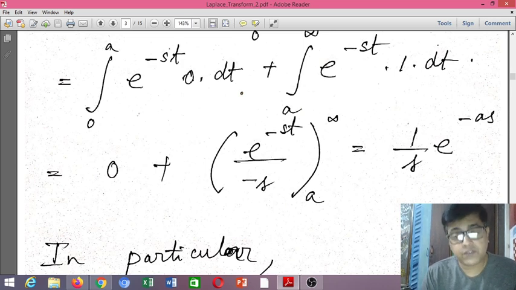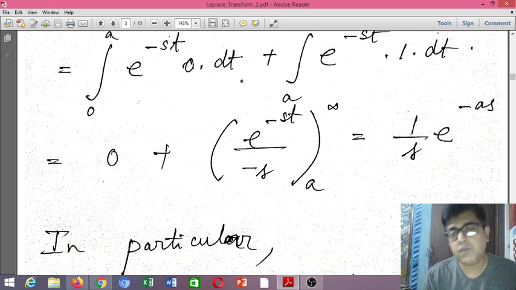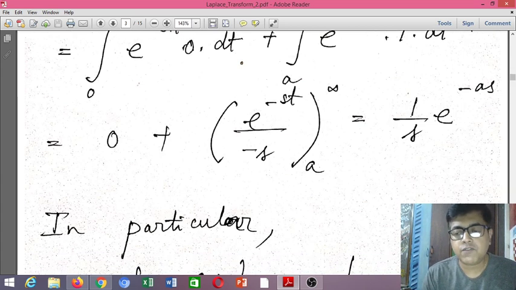Where s is obviously positive, greater than 0, because if s is not positive, then this integral will diverge, because it's an improper integral of the first kind. So if s is negative, less than 0, we find that it is e to the power of some positive quantity multiplied by t, and therefore as t tends to infinity, it will definitely go to infinity, because we know an exponential function is strictly increasing, and therefore we won't be able to find its convergence. So s must be positive for convergence.